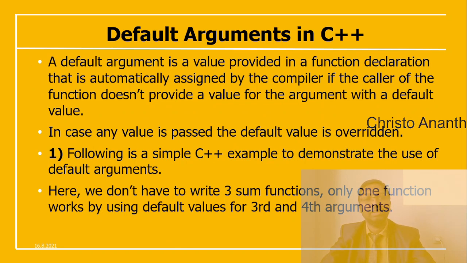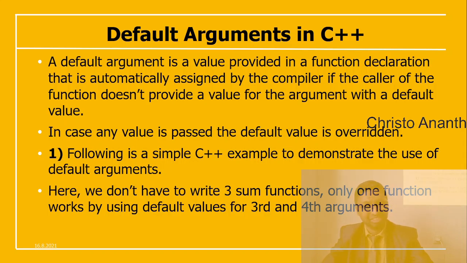So these are the default arguments in C++. It's nothing but a value which is provided in the function declaration that is automatically assigned by the compiler if the caller of the function does not provide a value for the argument with a default value. So in this case, any value which is passed, the default value will be overridden.